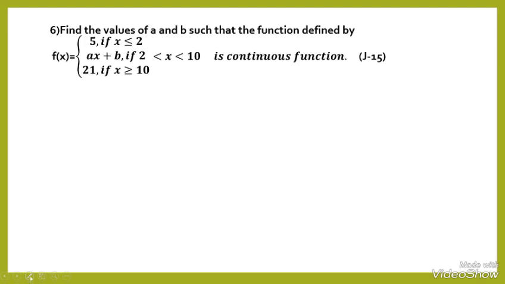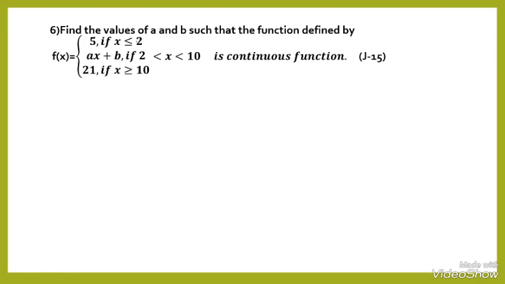Find the values of a and b such that the function f of x is equal to 5 if x is less than or equal to 2, f of x is equal to ax plus b if 2 is less than x less than 10, and f of x is 21 if x is greater than or equal to 10, is a continuous function. Okay, they have already given that it is a continuous function. Now we have to find the values of a and b.